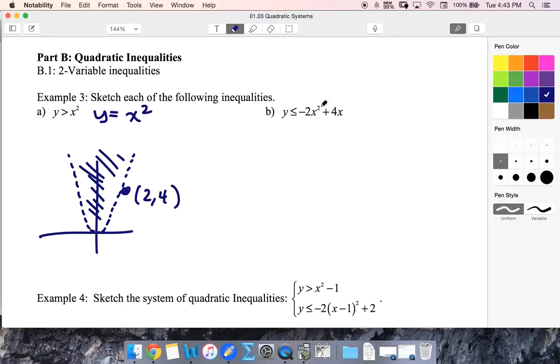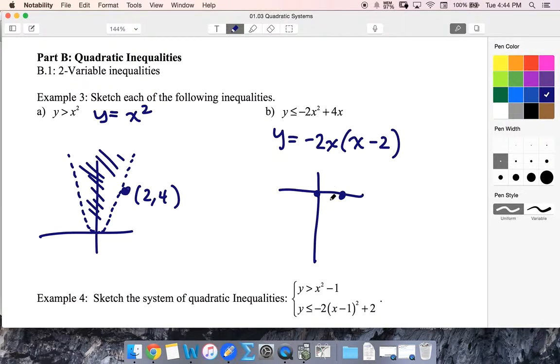So let's think about this one. Same sort of idea. I want less than or equal to, and this one points down. So again, I'm going to look at the stuff inside. My easiest way to graph this is thinking about it being equals. I'm going to factor out the negative 2x. That's going to leave me with x minus 2. This tells me my x-intercepts are 0 and 2. And this negative 2 points it down and makes it a little bit narrow. So 0 and 2 are my x-intercepts, and it's going to be a skinnier graph.